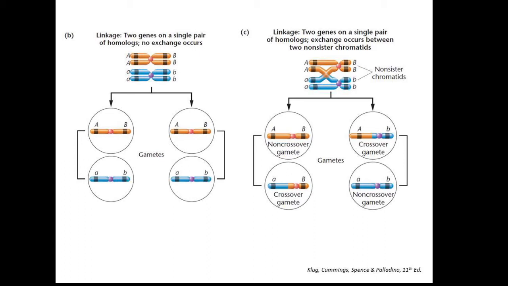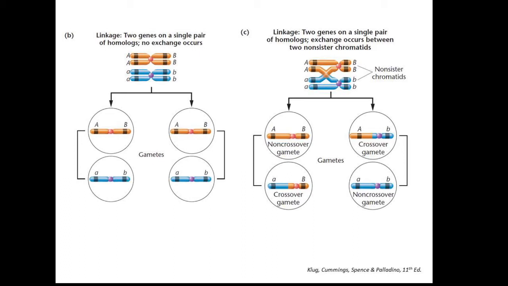You can see the blue chromosome in the upper panel. Capital B is now joined with small a. This is happening because there is a crossover. So now this is a crossover gamete, and the gene order is rearranged. Now small b is not coming with small a; capital B is coming with small a.